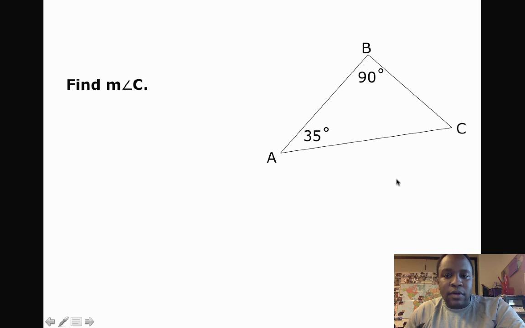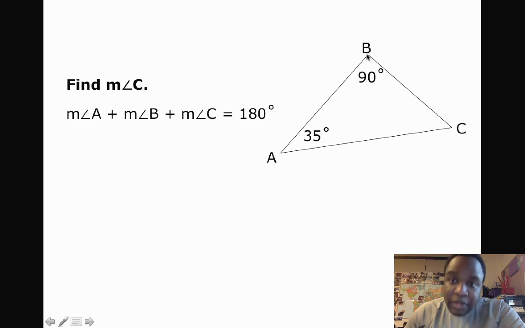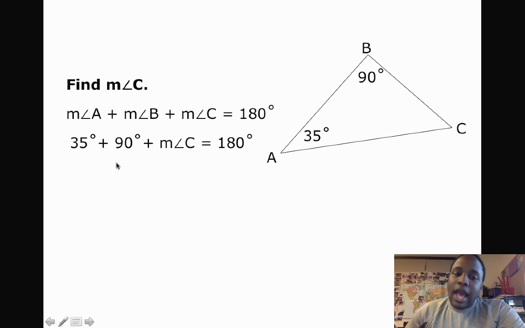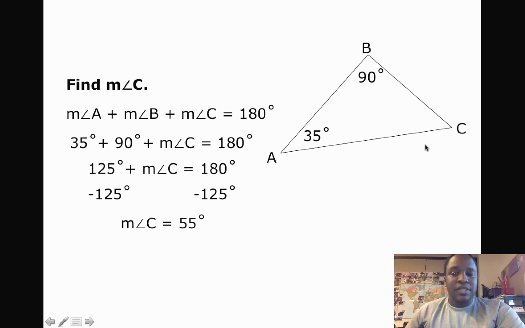So let's take a look at this example. Let's find the measure of angle C. So first, we can apply the triangle sum theorem and say that the measure of angle A plus the measure of angle B plus the measure of angle C equals 180 degrees. And then we can substitute in 35 and 90 for measure of angle A and measure of angle B. Add them up together and get 125 plus the measure of angle C equals 180. Subtract 125 on both sides and we get that the measure of angle C is 55 degrees. So this is how we find the third missing angle in a triangle.